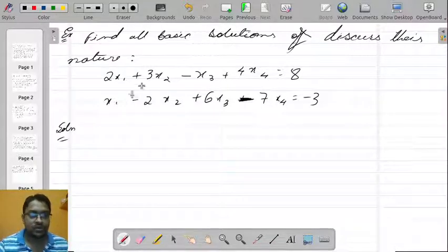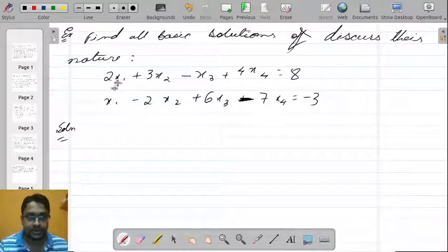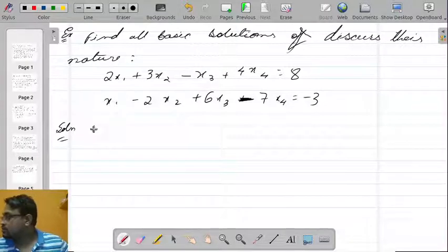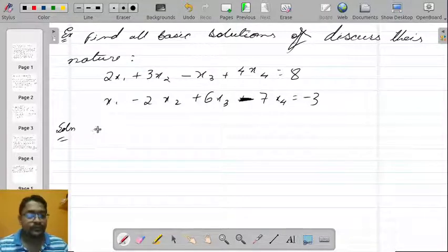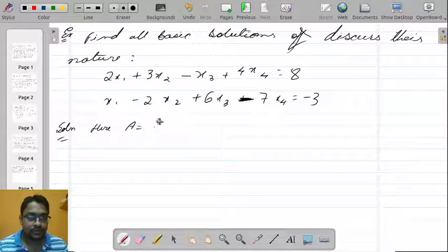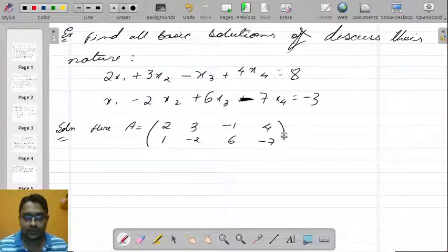So here how many columns are there? 4 columns are there. Out of these 4 columns, since there are only 2 equations, we have to select 2 columns at a time in order to choose 2 by 2 non-singular submatrices. So we write this as A equal to, A is the coefficient matrix, 2 1 3 minus 2 minus 1 6 4 minus 7. A is this, right?